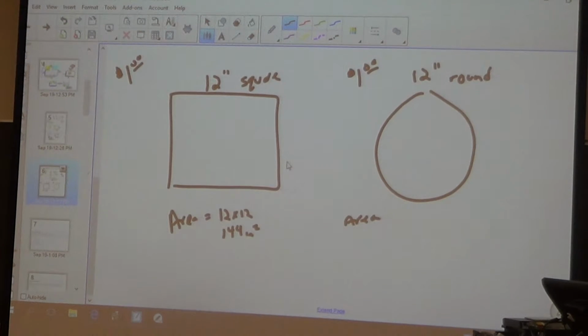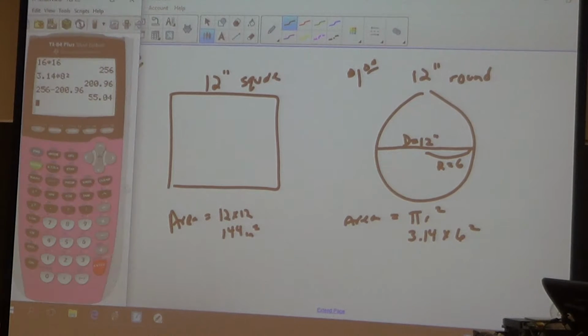So if I go to the next one, this one's a circle, so the formula is pi r squared. So 3.14 times, well, 12 inches means it's 12 inches across, which is also referred to as the diameter, but for the formula, we need the radius, which is 6. So we're going to do 3.14 times 6 squared.